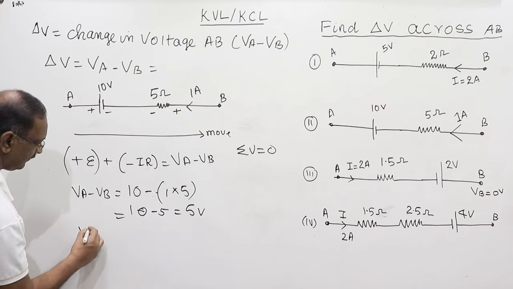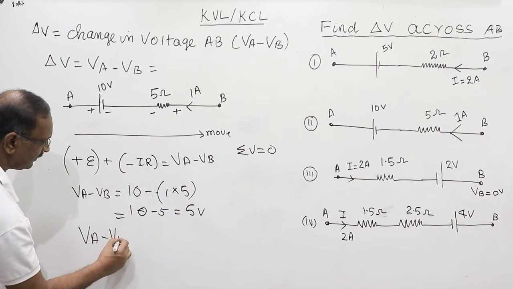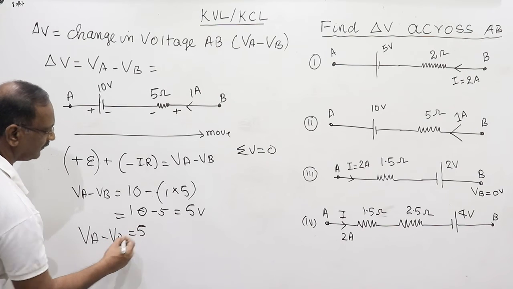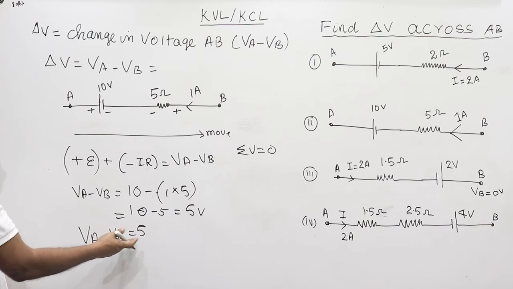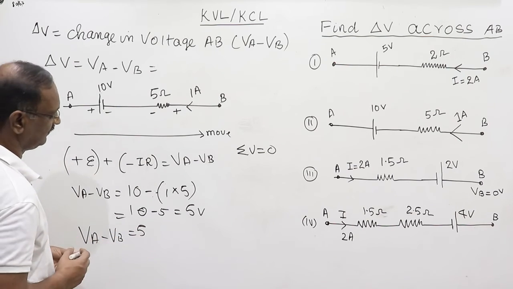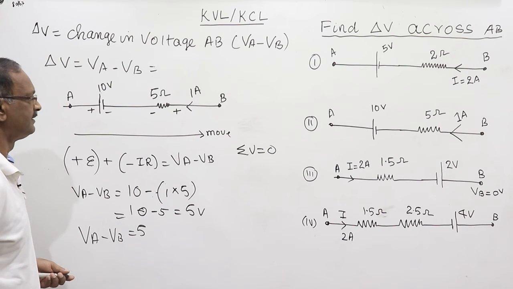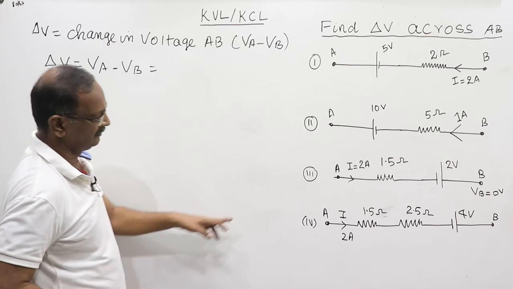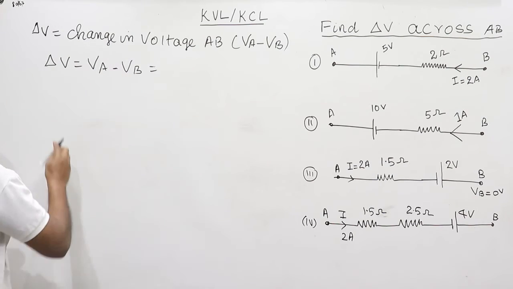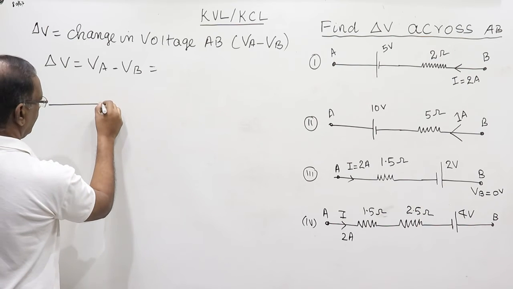That means VA minus VB is equal to 5 volt. It means VA is equal to 5 plus VB. It means VA is at higher potential. Third problem, the circuit is like this.